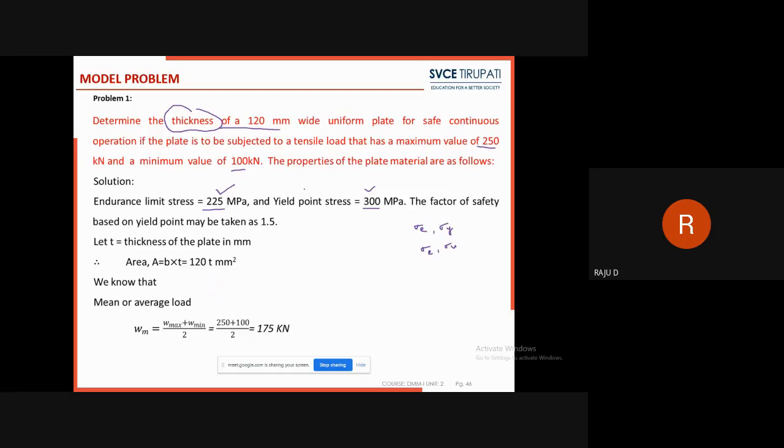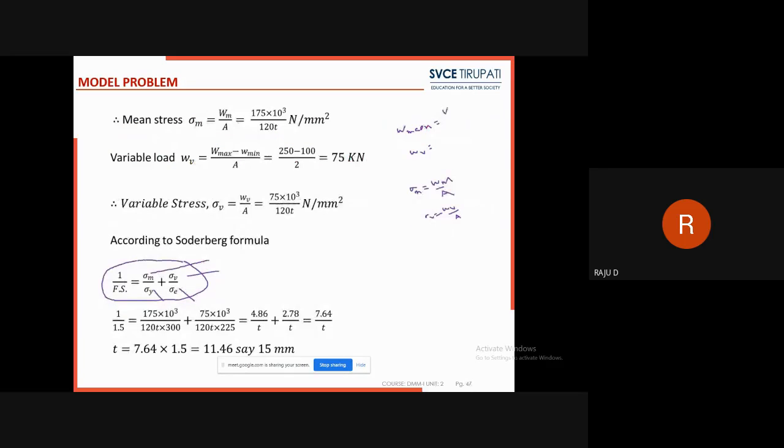Same. Mean is what? W maximum, that is maximum load plus minimum load by 2. That is called the mean load concept. If it is variable, it means maximum load minus minimum load by 2. This is the way you calculate.